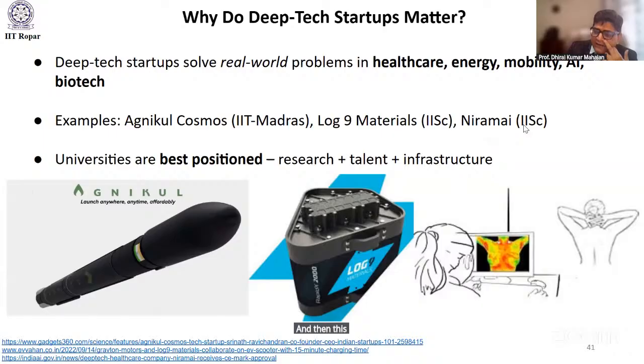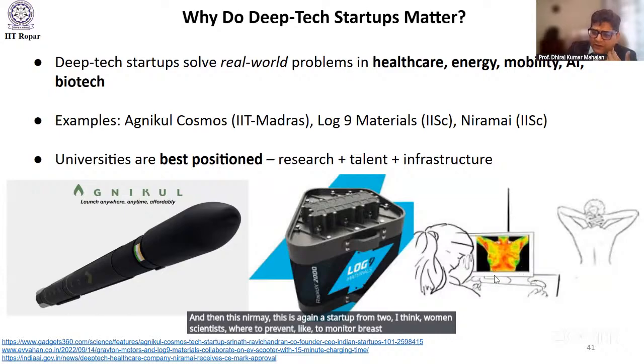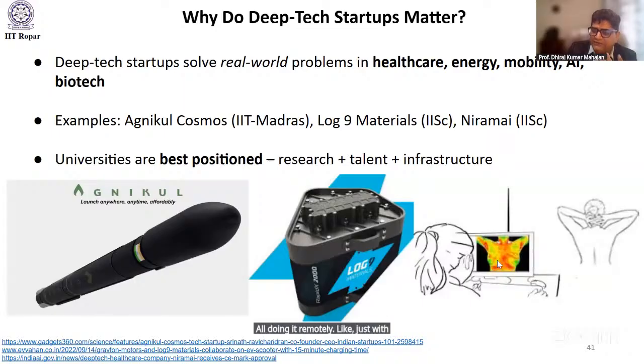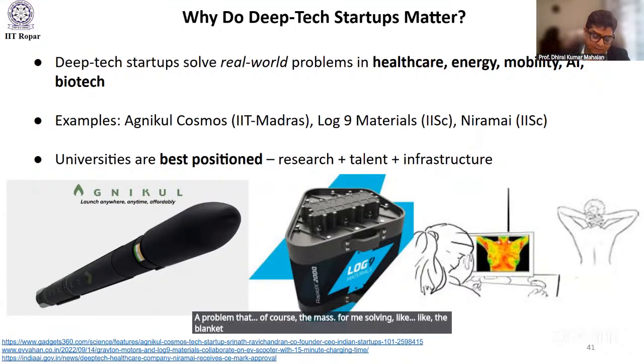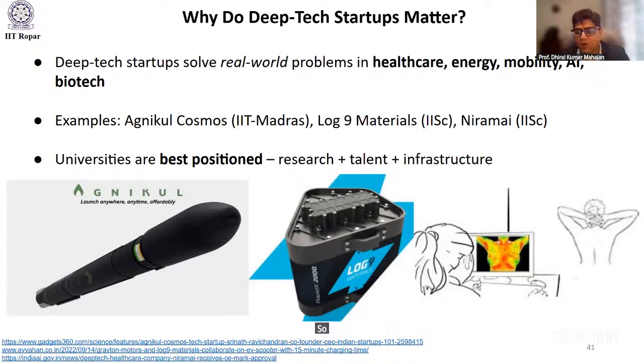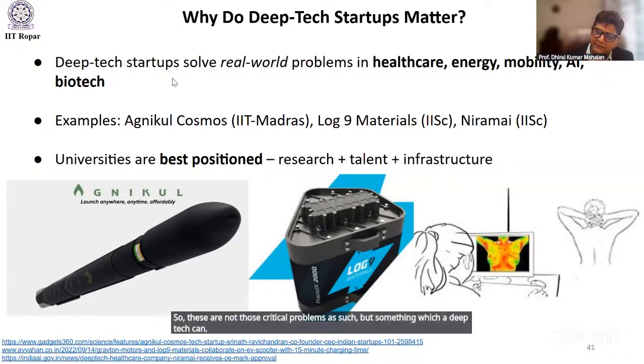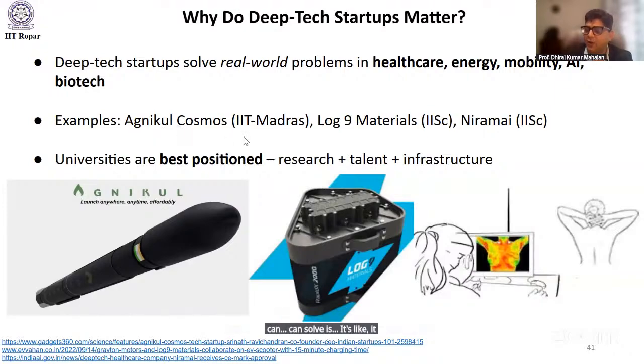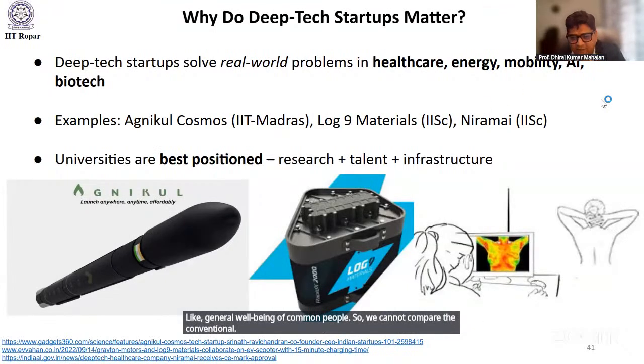And then this Nirmay, this is again a startup from two, I think, women scientists, to monitor breast cancer and all. They are doing it remotely, with just the click of a picture using thermal imaging, they are able to solve this. Now, if you compare it with the problem that, of course, a mass company is solving, like Blinkit solving 10-minute delivery and all those things, these are not such critical problems as such, but something which deep tech can solve can change the economics of the country, the general well-being of common people. So we cannot compare the conventional startups; those are very hit and miss.